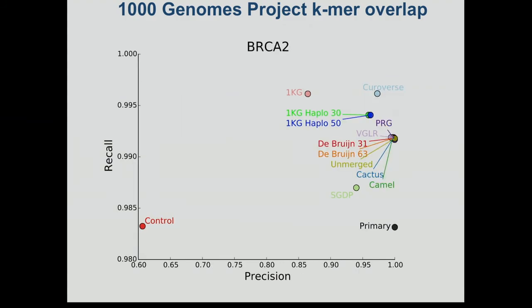If you look at BRCA2, this tightens up a bit. So now we're at 0.996 or 0.997 up here for these graphs that are performing well, still at a very nice precision.